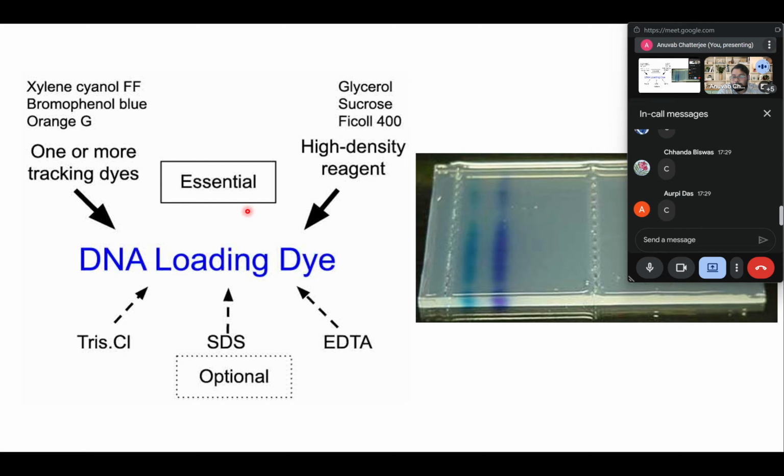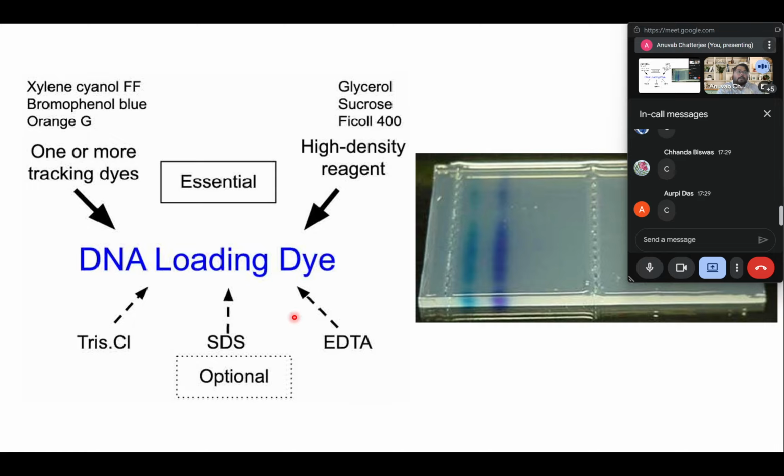And the other thing that the DNA loading dye has is Tris chloride to maintain a proper pH in which the DNA will be very safe and not undergo denaturation or anything like that because of the pH being perfect.